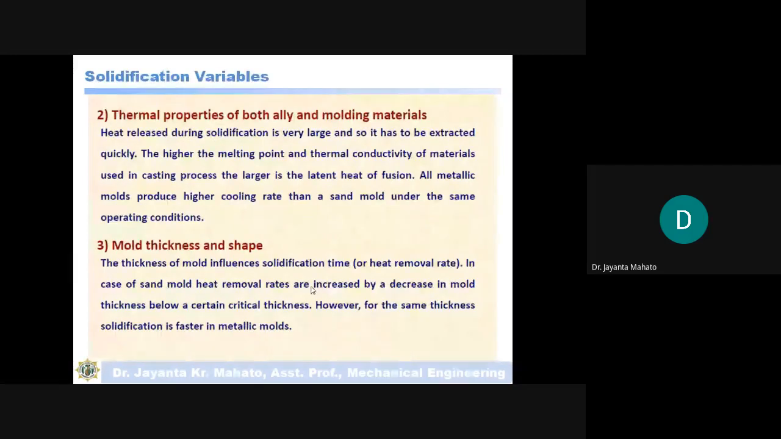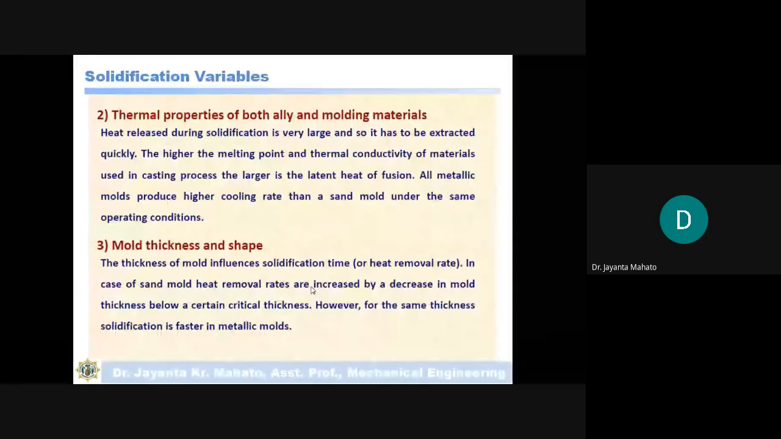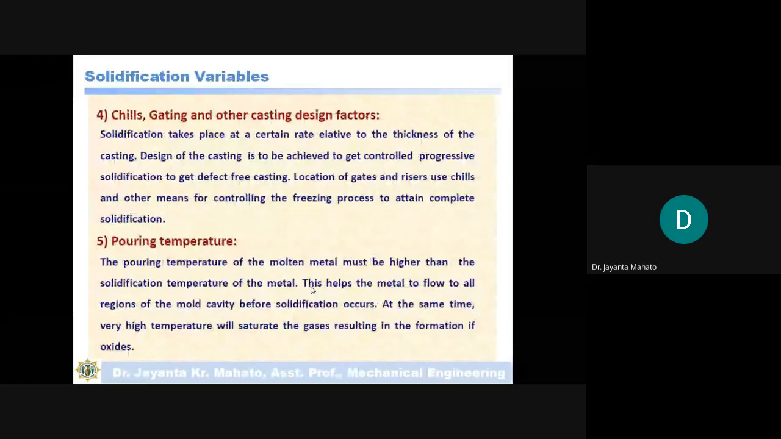So in case of the sand casting process, if the thickness of the mold also remains constant, the solidification rate is lower compared to the metallic mold. And obviously, the mold thickness also depends on the solidification rate, steel casting, and other casting design factors. So solidification takes place at a certain rate.